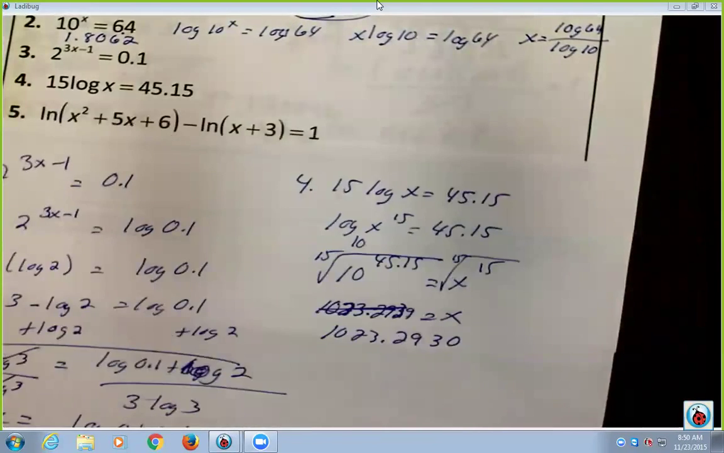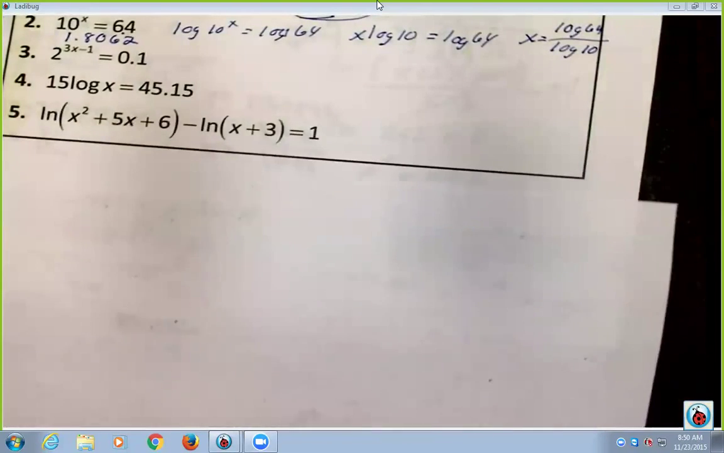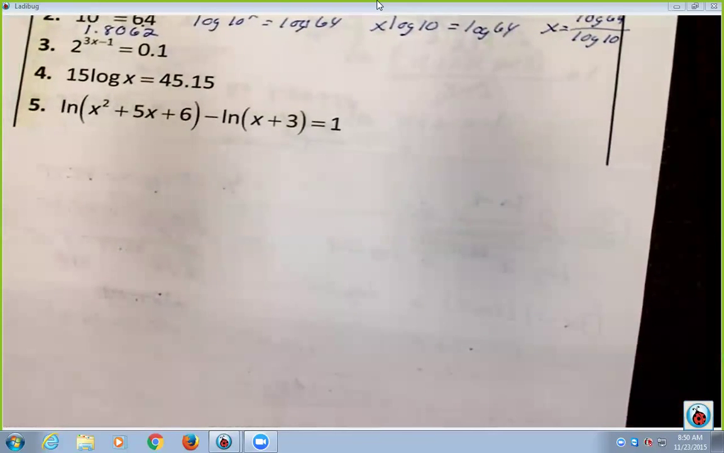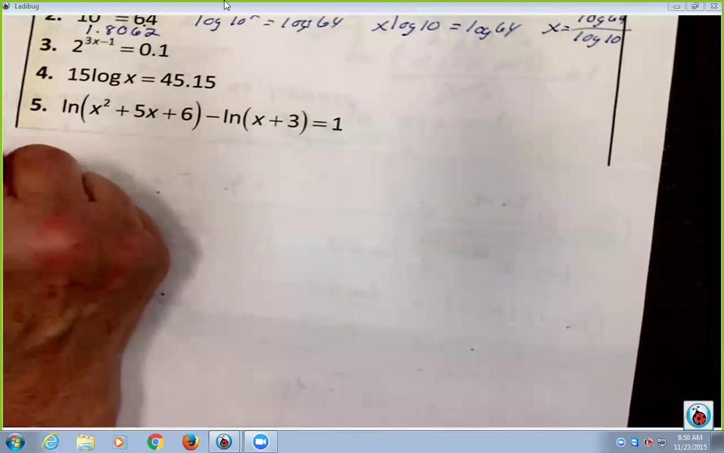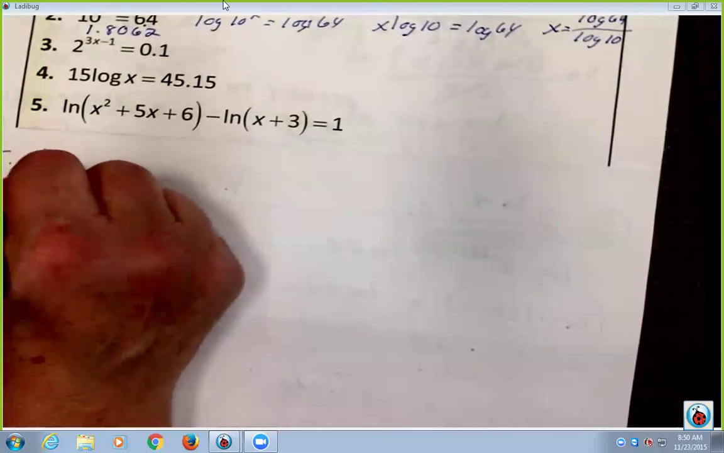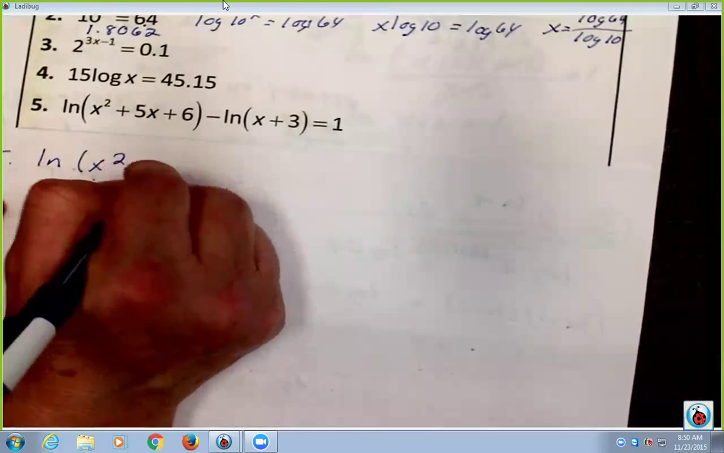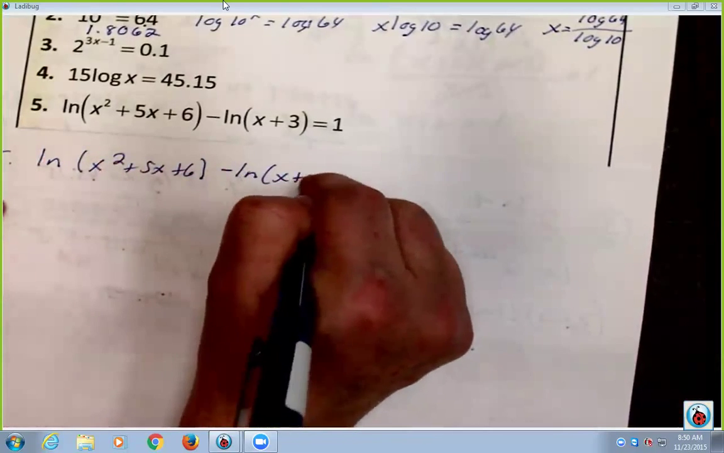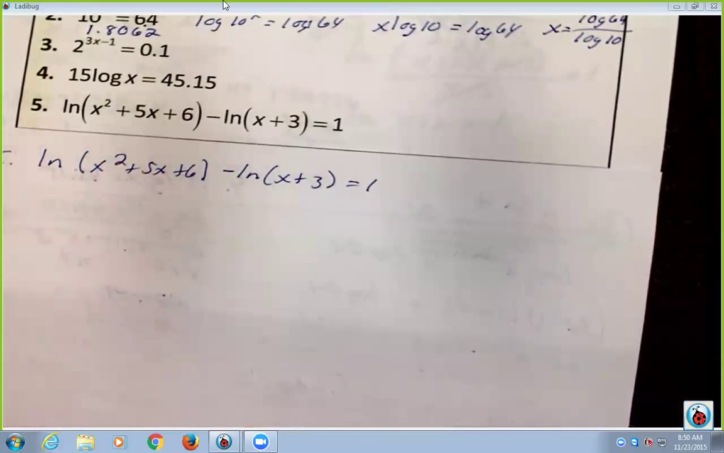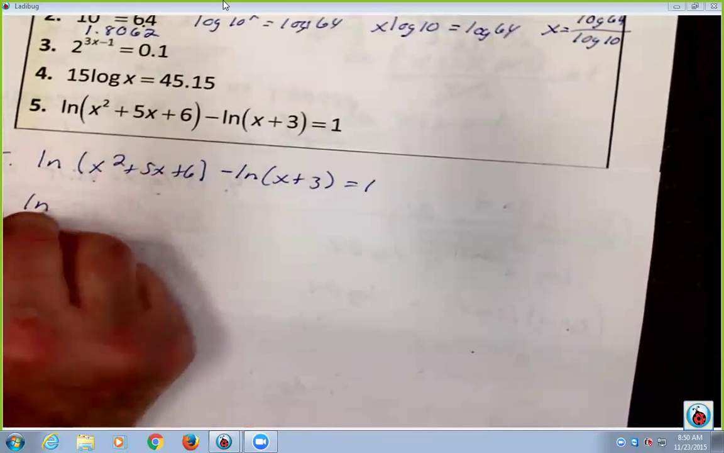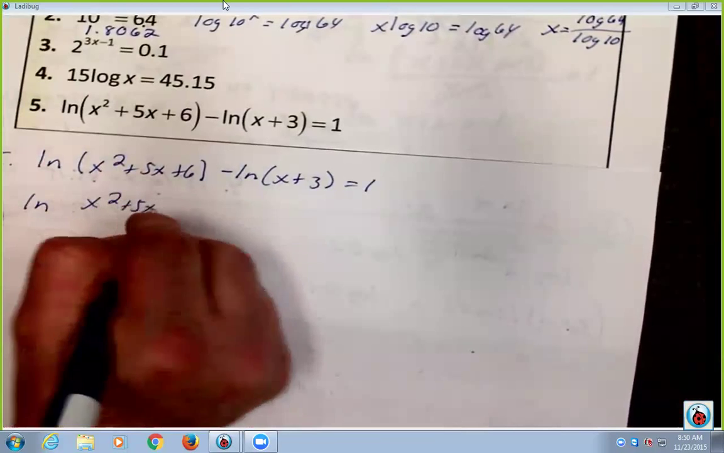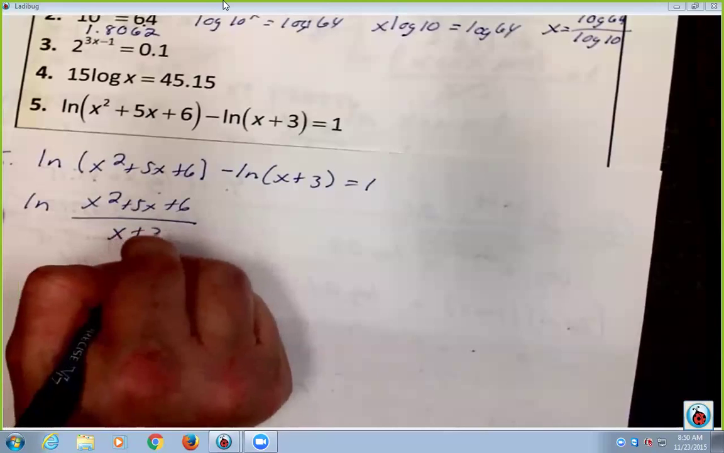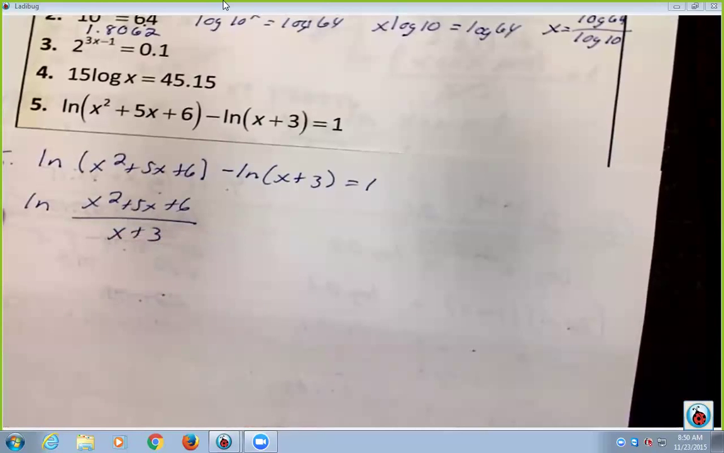And then finally the very last one. And that one's similar to the other one that we had, so it's a good idea probably to go through it too. So number 5, ln of x squared plus 5x plus 6 minus ln of x plus 3 equals 1. Put it all back together. Are we good there, putting it back together? Yes, maybe.